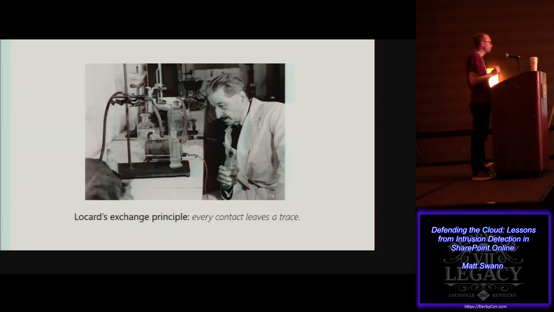And then this is Edmond Locard. He's the father of modern forensic science. And his contribution to the field was this exchange principle that every contact leaves a trace.